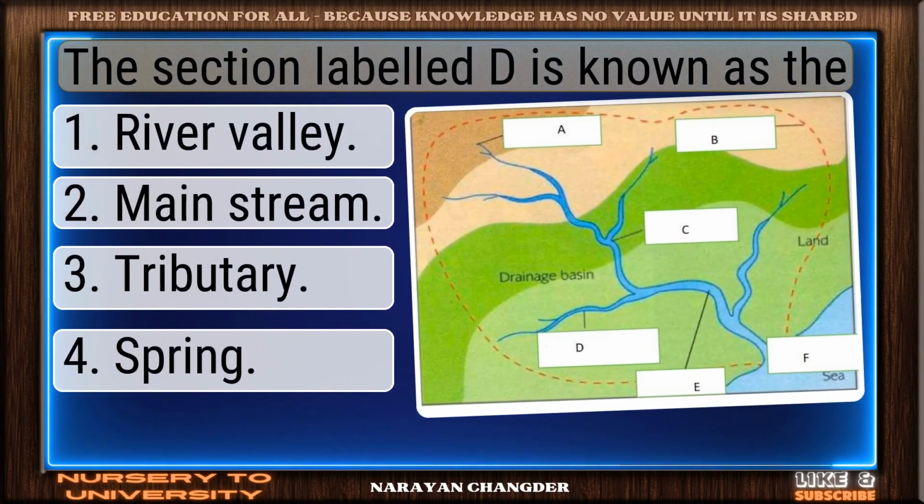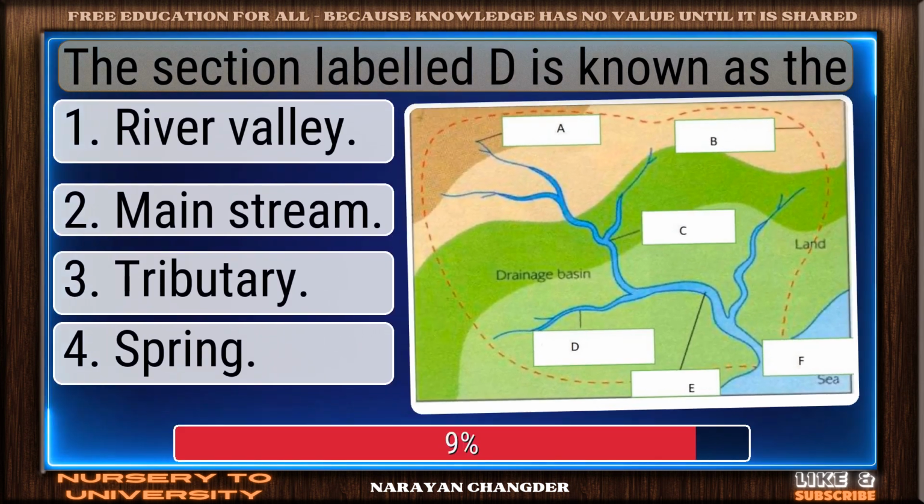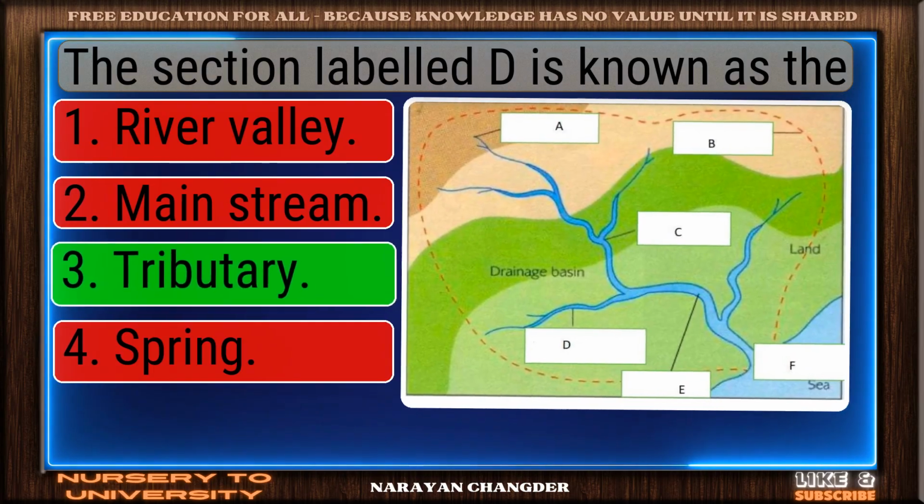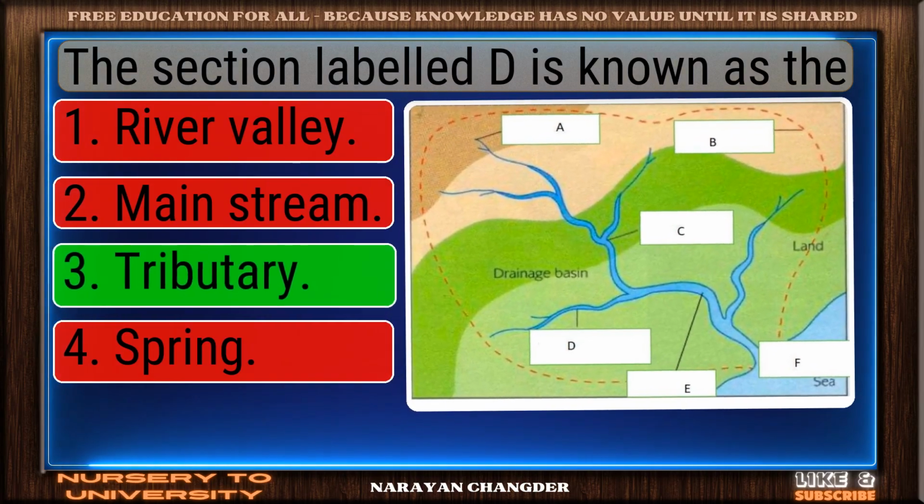Question number 19. The section labeled D is known as the dash. Great thinking. Tributary is the right choice.